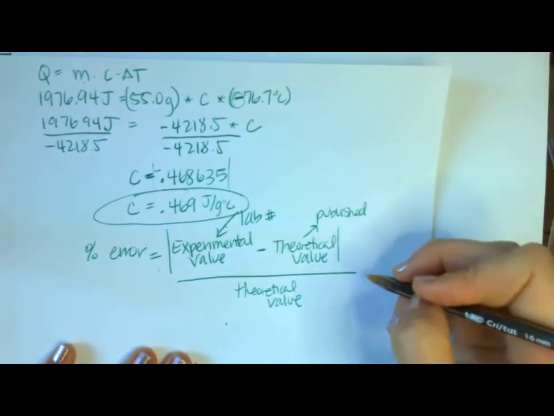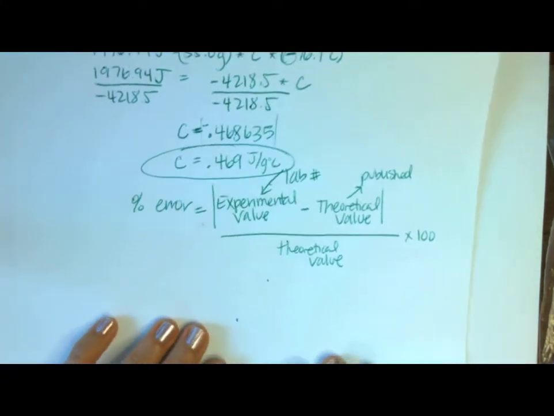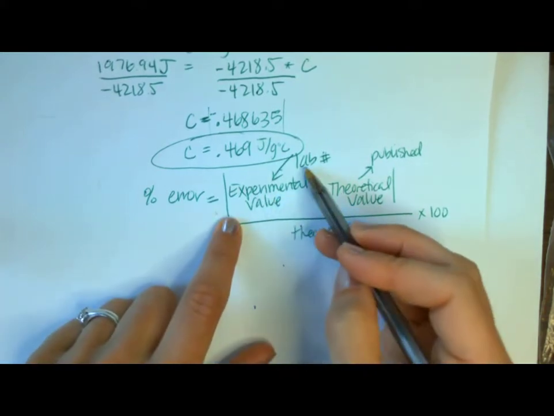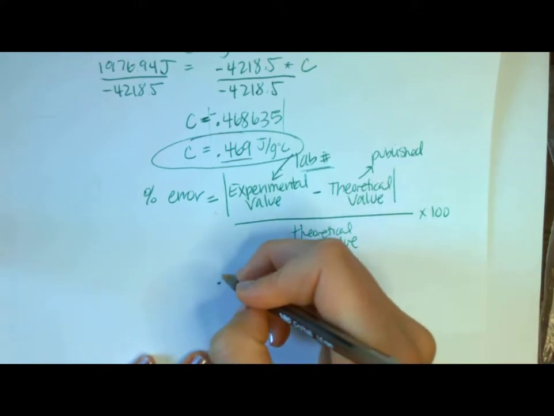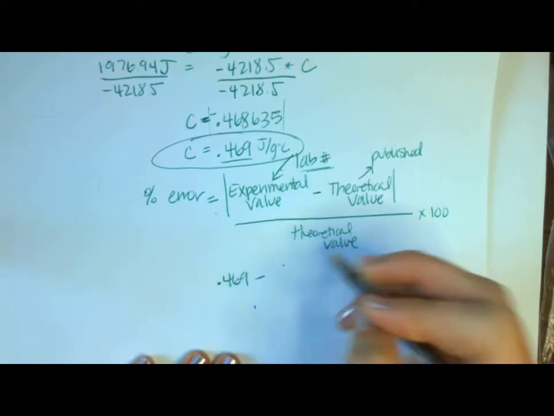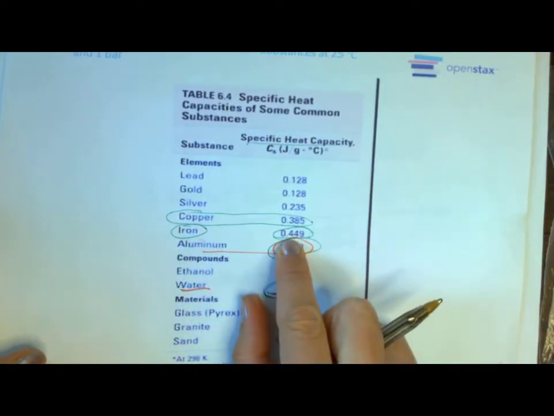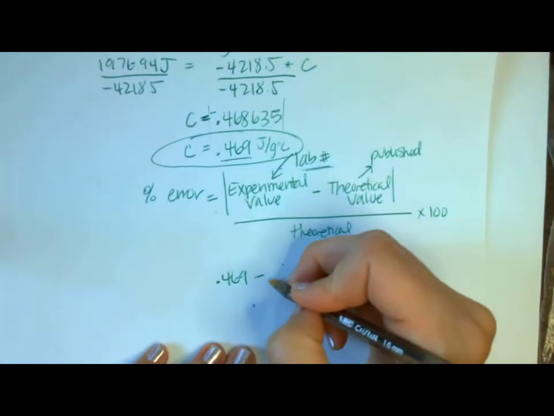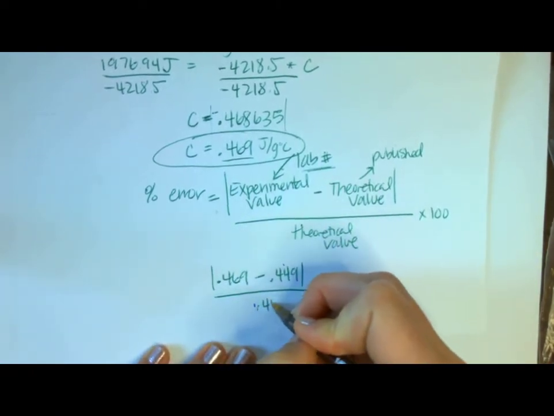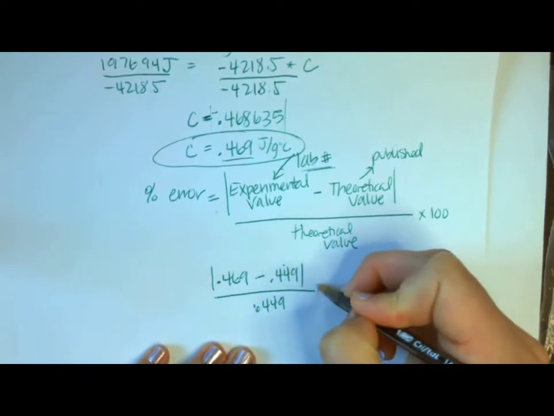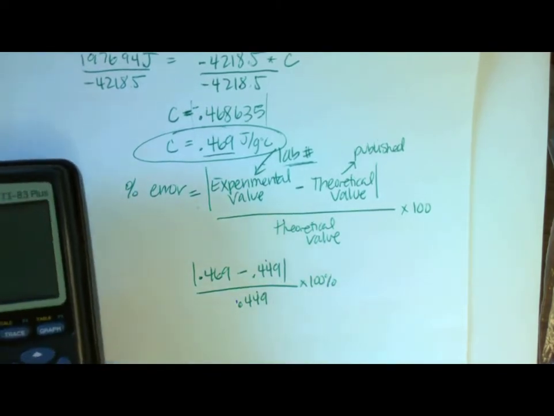And times it by 100, because it's percent. So in our case, we would do, okay, what did we get in the lab? We got 0.469 here. What did it tell us on our sheet that the actual was? 0.449. We take that absolute value, divide it by 0.449, and times it by 100%. Let's see what we get here for our percent error.